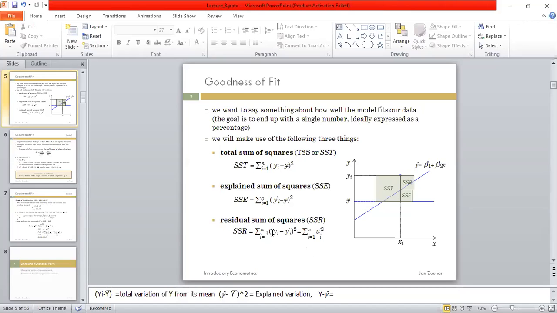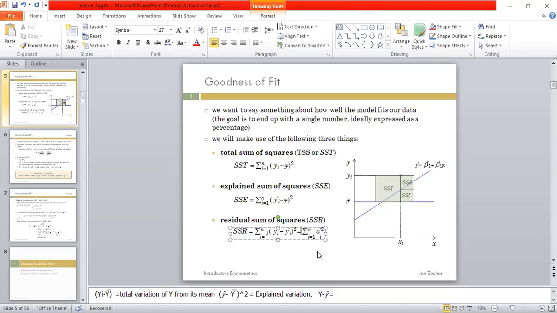I hope you already saw this thing. Y minus Y hat whole squared. What is Y minus Y hat? Do you remember Y minus Y hat? It was U hat, exactly, residual. So this part is residual sum of squares. And this part is explained sum of squares. Total is TSS, total sum of squares.